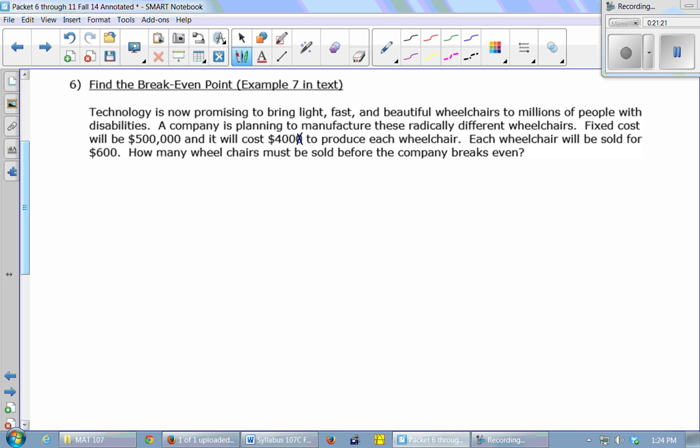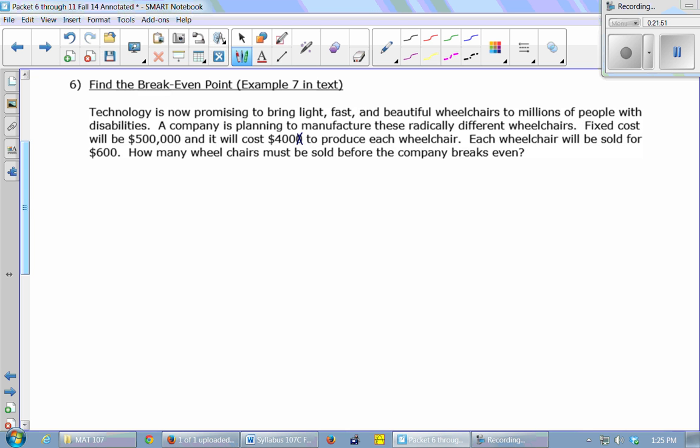Materials, electricity to run the factory, pay the employees, all costs $400. And then we're going to sell the wheelchairs for $600. Okay, so each wheelchair is going to make a profit, but all of that profit is going to have to go towards paying off this $500,000 before we start actually making any money. So we want to figure out how many wheelchairs have to be sold before the company breaks even.